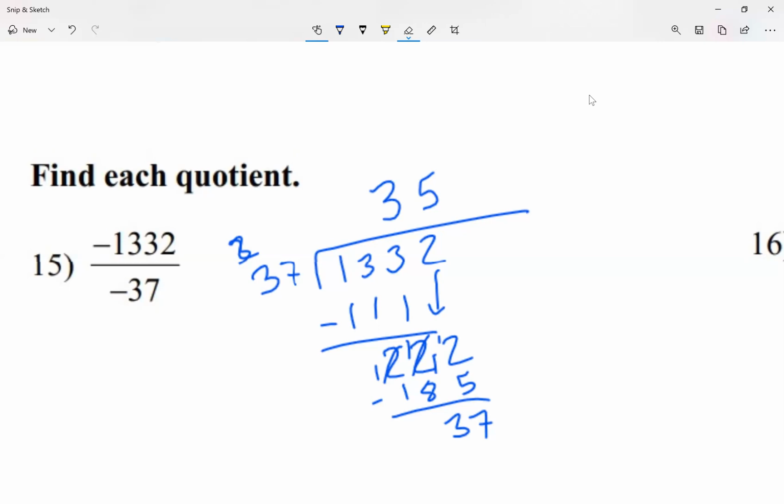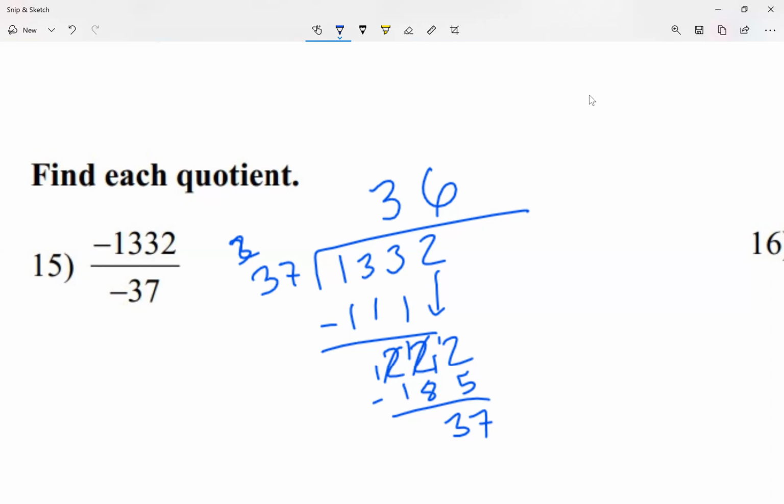So I'm like, okay, let me raise my 5. Let me put a 6. And there you go. My answer will be 36. Why? I tried 5. My remainder was 37. So could I have gotten one more 37? Yes. So I changed my 5 to a 6. I'm going to say my answer is 36.